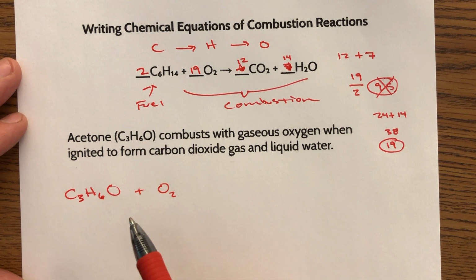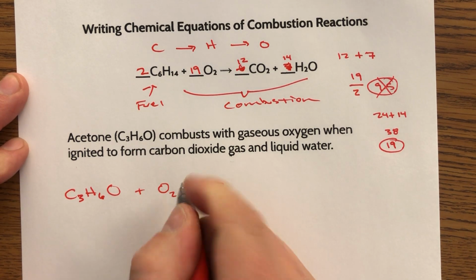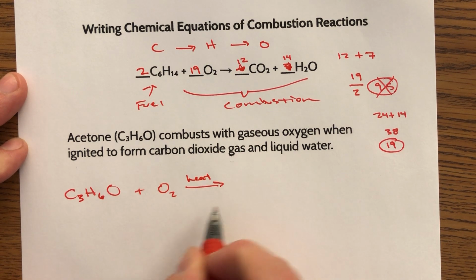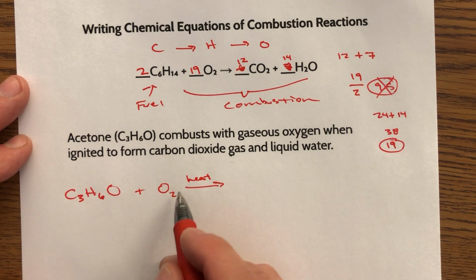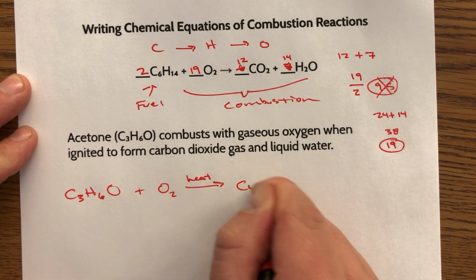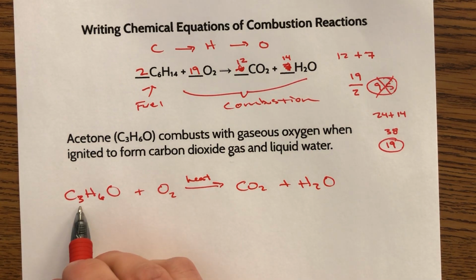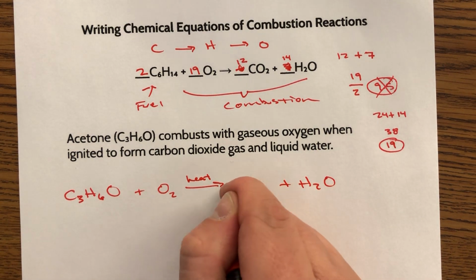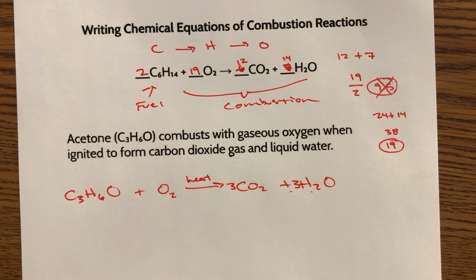And basically it doesn't combust with oxygen readily. We have to add energy. And I'm going to be more specific, and I'm going to say heat. We need to apply heat to the problem to get these two things to combust, the fuel and the oxygen. And it's going to form CO2 and H2O. And how many carbons do I have? We have 3 and 3. We have 6, and we're going to have 3 H2Os on this side.